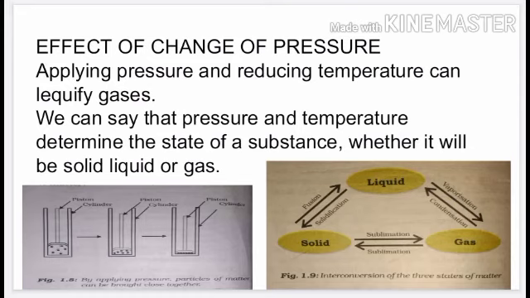Effect of change of pressure. Applying pressure and reducing temperature can liquefy a gas. This is a most important point. The second point, we can say that pressure and temperature determine the state of a substance, whether it will be solid, liquid or gas. These are the two points which show the effect of change of pressure.